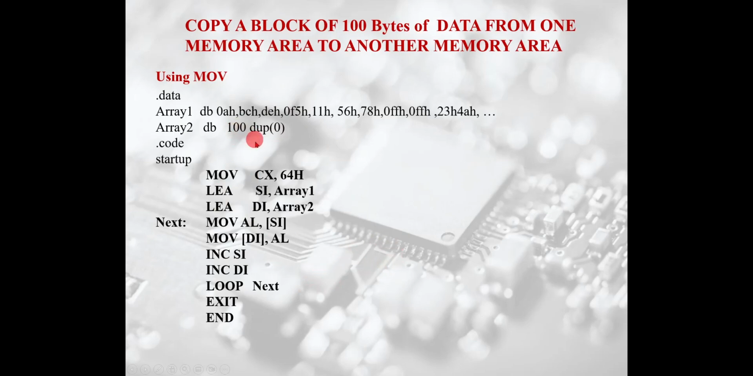First, we will see how to copy a block of 100 bytes of information from one memory area to another memory area, using just the move. Then you see this is the long program which we need to write, and subsequently we'll see once we use MOVS how it simplifies this long program.